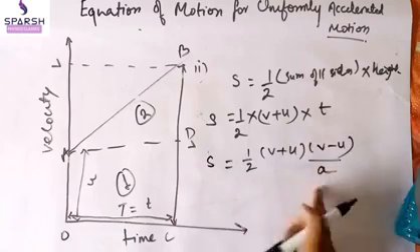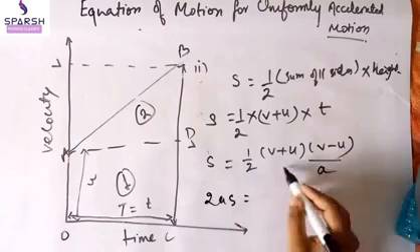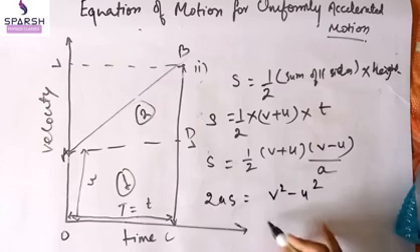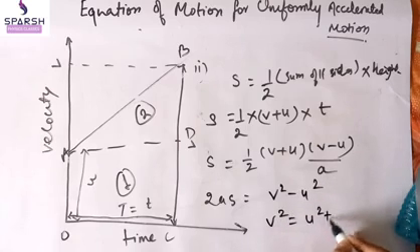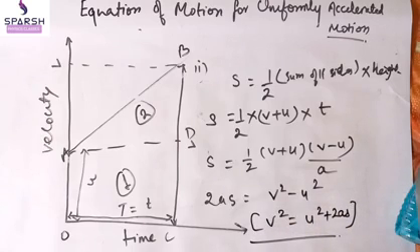So 2a goes to the left-hand side. 2as is equal to v plus u into v minus u, which is a plus b, a minus b, that is v square minus u square, or v square is equal to u square plus 2as. This is the finally third equation. So revise it in the rough copy, and I will provide the notes to do in the fair copy. Thank you, class.